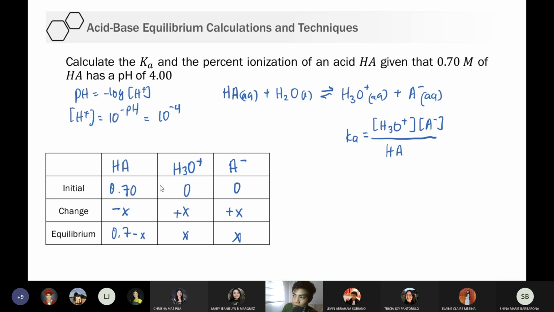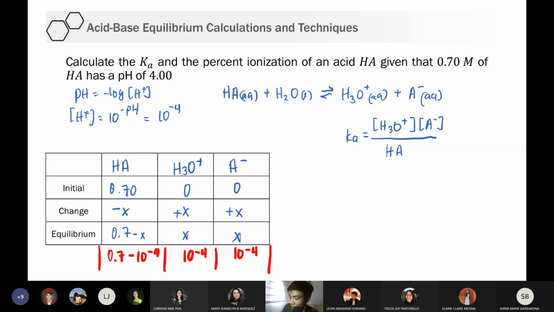So, H plus at equilibrium is 10 raised to negative 4. So that means X is 10 raised to negative 4. Ito rin, 10 raised to negative 4. And at the same time, HA is now 0.7 minus 10 raised to negative 4. Yan yung kanilang corresponding equilibrium concentrations. We can now solve for the Ka.